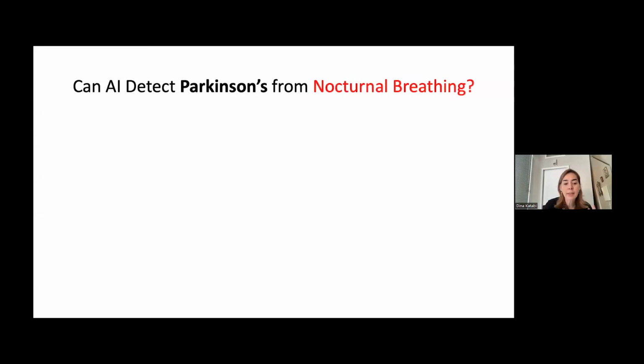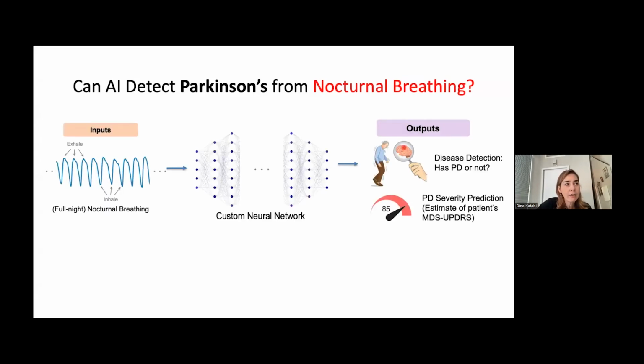So we know, as I said, that there are sleep behavioral changes in Parkinson's, also similarly in Alzheimer's. So why don't we just ask a machine learning model to try to detect Parkinson's from nocturnal breathing? We took breathing signals that look like this from both Parkinson's and non-Parkinson's patients. We trained a neural network to answer two questions. Does this person have Parkinson's? And if he or she does, then what is the severity of their Parkinson's according to the gold standard, which in this case is the MDS-UPDRS?